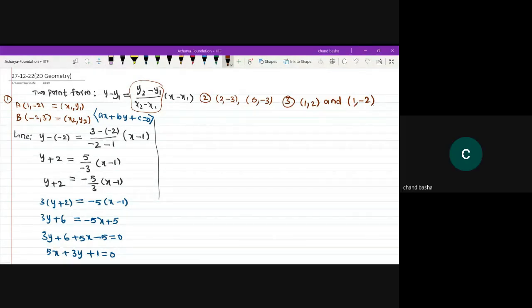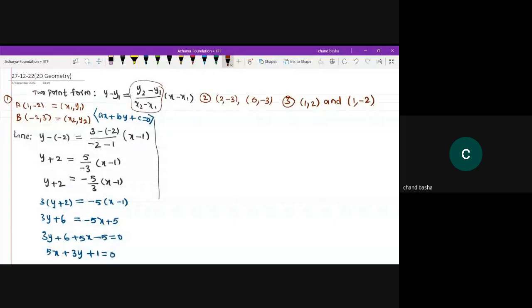Two-point form, equation of the straight line in two-point form. I have given two points, second and third question. Same as the previous question or not? Whenever we have two points, we can make use of the same formula: y minus y1 is equal to (y2 minus y1) by (x2 minus x1) into (x minus x1).